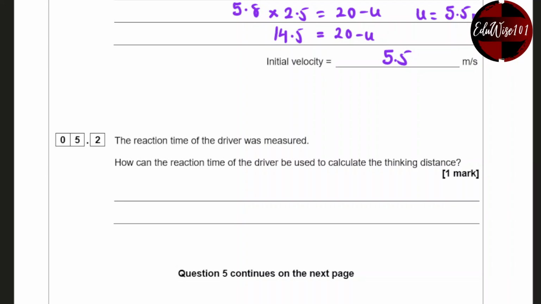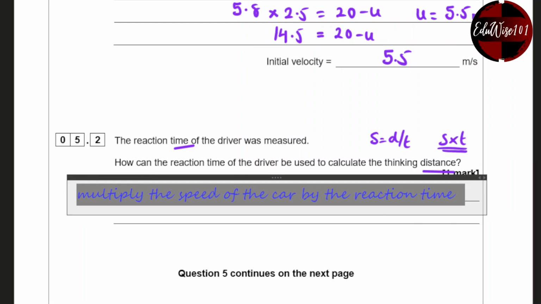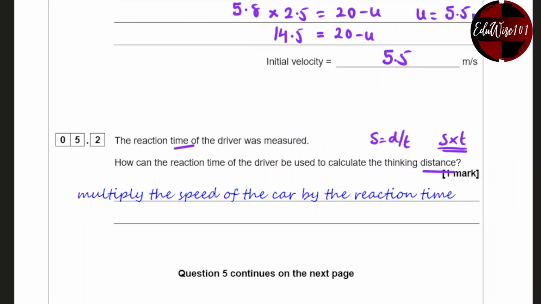The reaction time of the driver was measured. How can the reaction time of the driver be used to calculate the thinking distance? Now, reaction time is just time, right? And thinking distance is just distance. So we can use the equation speed equals distance over time. If I want to find the distance, I multiply the speed by the time. So the answer would be multiply the speed of the car by the reaction time.